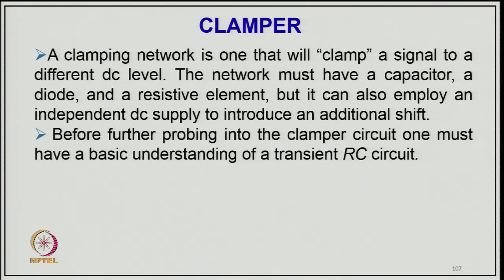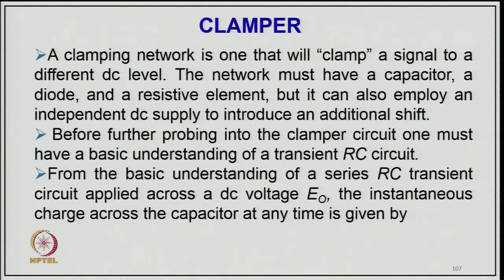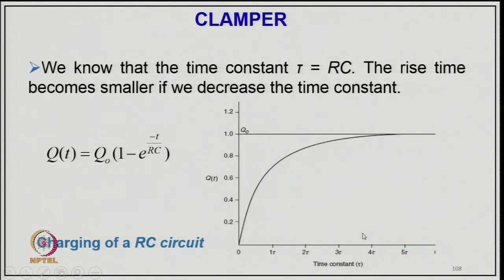So, before probing further into the clamping circuit, one must have a basic understanding of the transient RC circuit. From the basic understanding of a series RC transient circuit applied across the DC voltage E0, the instantaneous charge across the capacitor at any time is given by the expression, where we know the time constant is tau equals RC of this circuit. So, the charging time becomes smaller if we decrease the time constant, and a reduced time constant means we have either a low capacitance or low resistance.